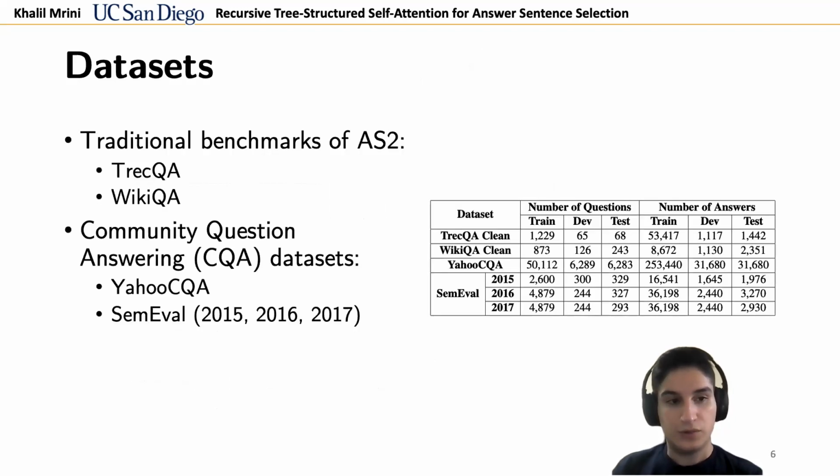So we use two kinds of data sets. TrecQA and WikiQA are traditional benchmarks of AS2 and are formally written. Yahoo CQA and SemEval come from Yahoo Answers and the Qatar Living online forums. Both questions and answers are written by users online. So we call these community question answering datasets, or CQA datasets.